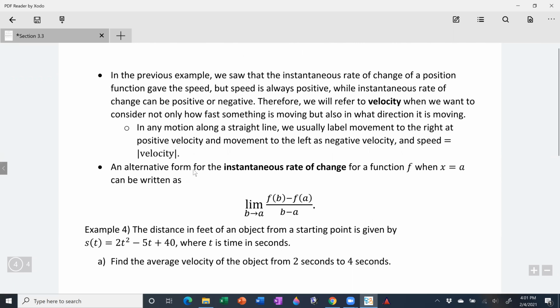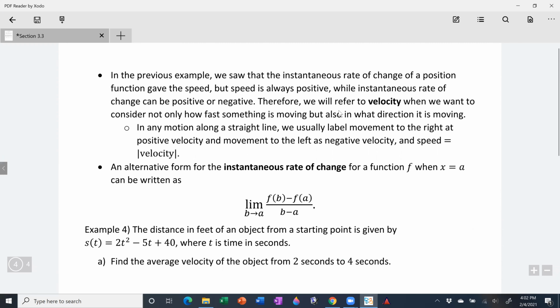So in the previous example, we saw that the instantaneous rate of change of a position function gave the speed. Okay, but speed is always positive. You want to imagine that you're always moving. If you're in your car, you always talk about a positive speed that you're traveling at. But if you actually worked out that instantaneous rate of change, especially if it's some other kind of function, you could end up with a negative slope or a negative instantaneous rate of change somewhere.